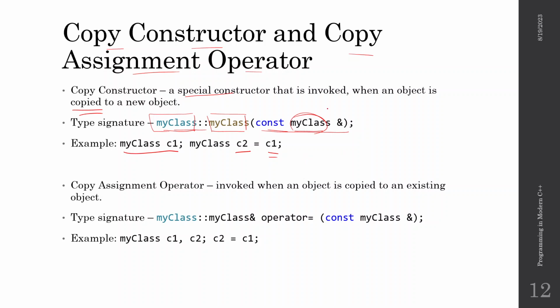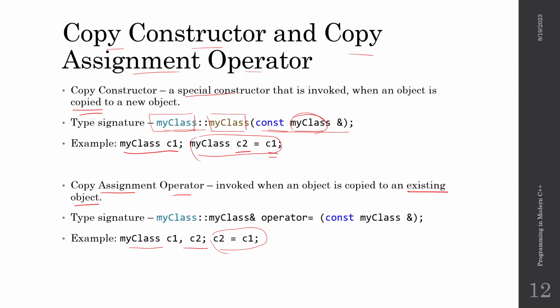Now a similar thing to the copy constructor is the copy assignment operator, and this operator is invoked when an object is copied to an existing object. So this is the difference that you have to note. When an object is copied to a new object, as in this case, then the copy constructor is called. But when it is copied to an existing object, like over here, then the copy assignment operator is called.